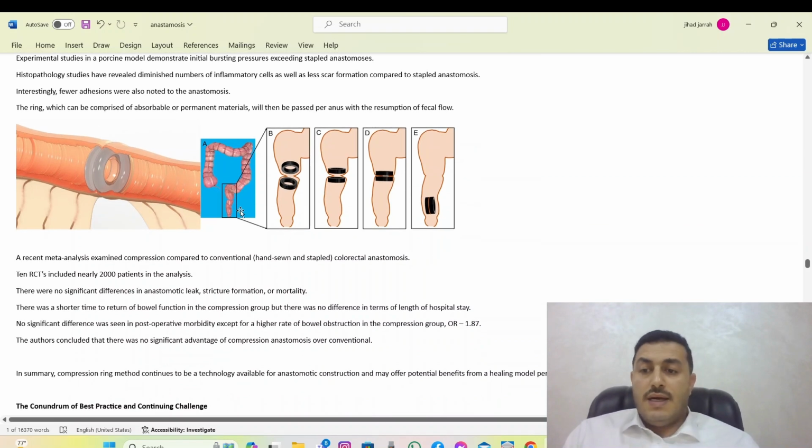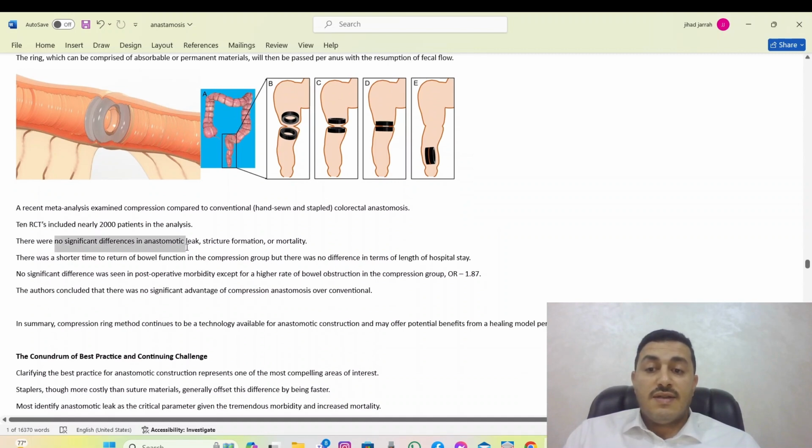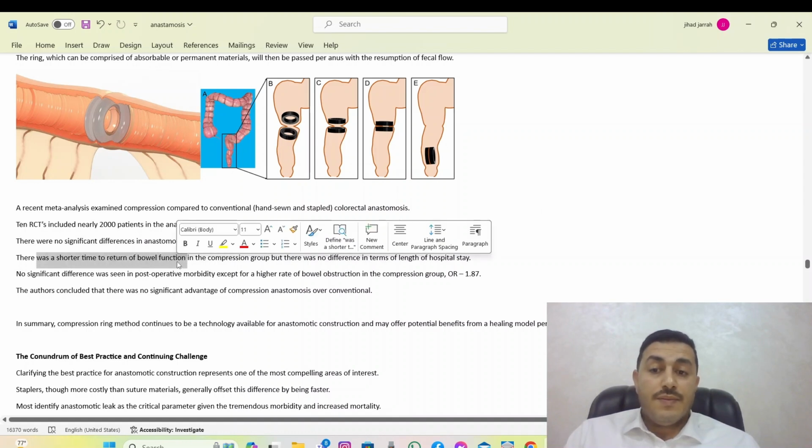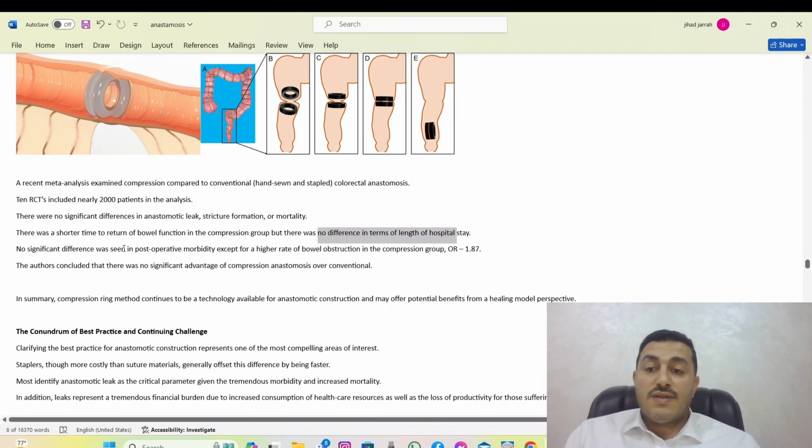Of course, there are studies that compare the sutureless or ring anastomosis, the compression of tissue, with hand sewn or stapled anastomosis, and actually it's not bad. You can see there is no significant difference in anastomotic leak, stricture or mortality. There was a shorter time to return of bowel function with the compression ring. No difference in terms of hospital stay. No significant difference was seen in the post-operative morbidity.